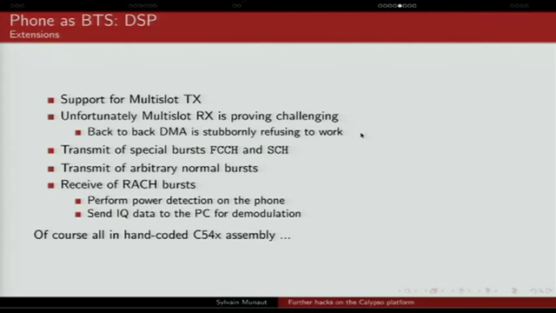The third thing was, if you remember at the start of the talk, I mentioned the four different types of bursts, and more specifically the FCCH and SCH bursts. Those are only transmitted by the network, which means the phone has absolutely no function to send those bursts. So those had to be implemented, the transmission of those bursts. Transmitting normal bursts, well, the phone usually does that, but it does it in a way that doesn't fit us, because we want to transmit arbitrary normal bursts. The phone usually transmits those bursts for a specific logical channel, and we want to support multiple logical channels.